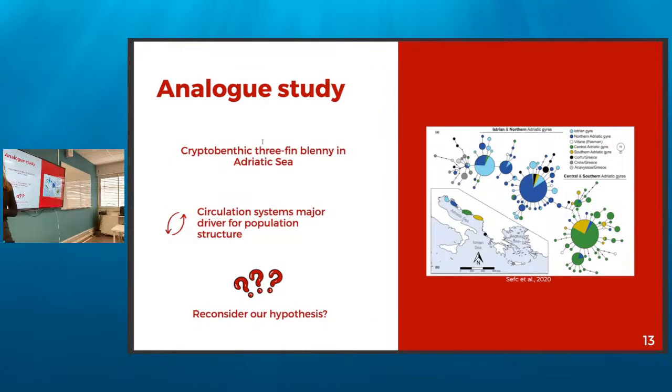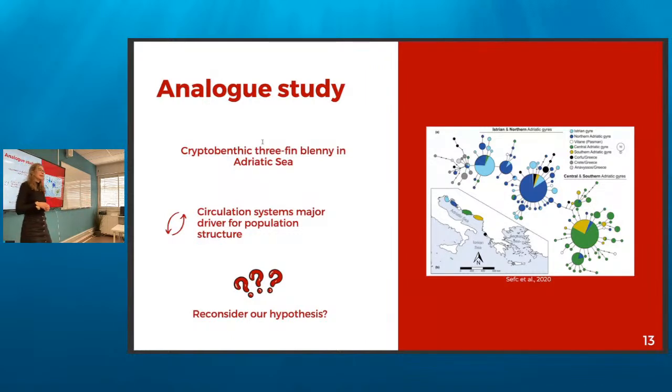Since I couldn't find any study on cryptobenthic fish in the Red Sea, I had to look at other regions. So this is an analog study that I used that was conducted on the cryptobenthic 3-fin blenny in the Adriatic Sea. What you can see in this haplotype network here is that the colors correspond to the different sampling locations. And while the northern populations in blue are more well mixed, we do see a break for the southern one, and here for the central and southern Adriatic Sea, it's really mixed because the populations share the same haplotype.